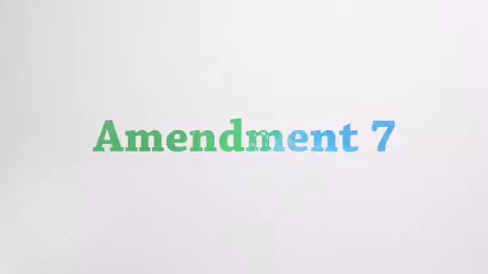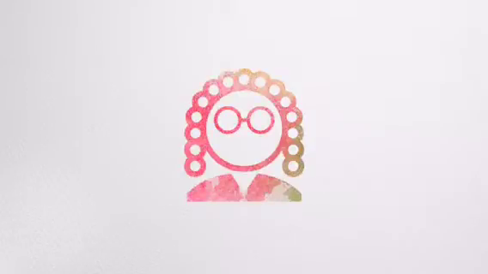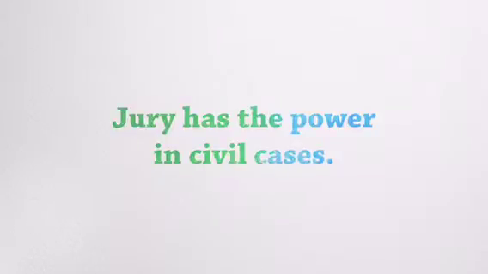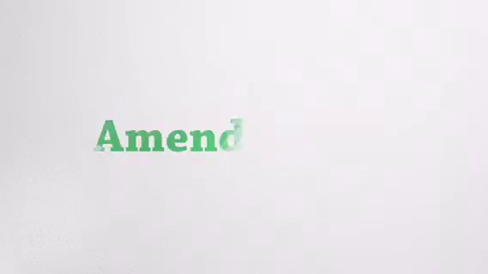Next is Amendment 7, which includes 2 parts. First, everybody has the right to a jury in civil cases. Secondly, the judge can't overturn a jury's decision in a civil case. This means that civil cases aren't decided by a judge, but a jury that must attend.